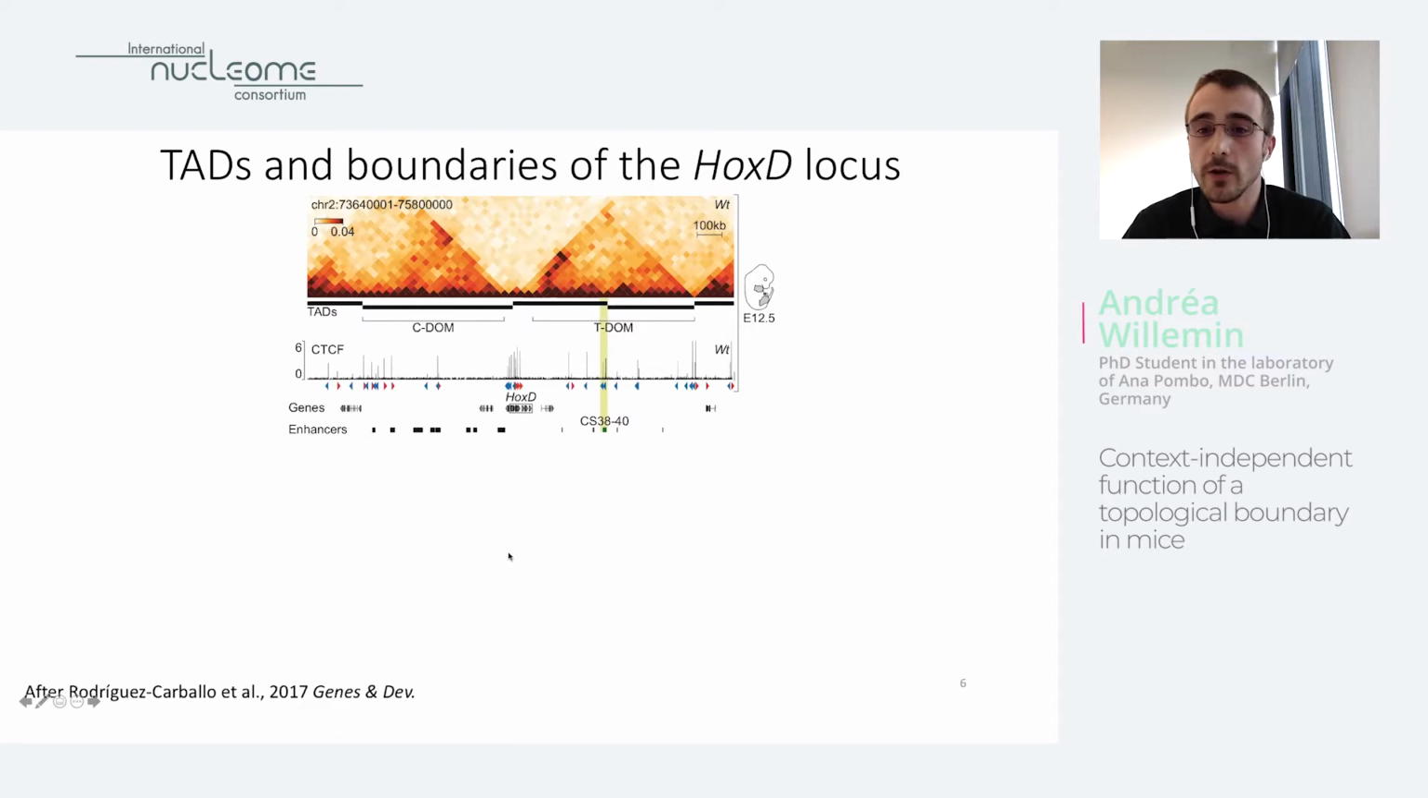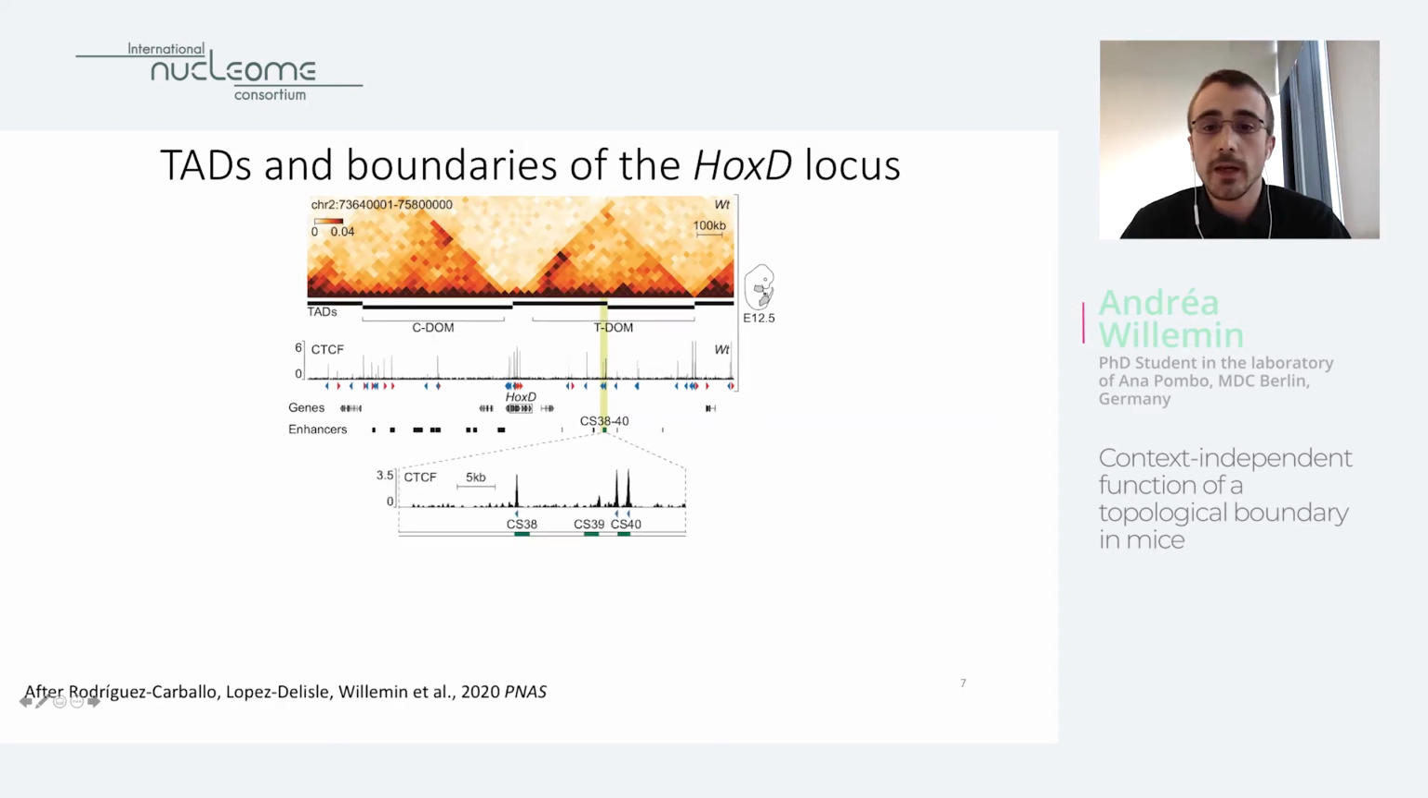So very briefly, the HoxD gene cluster itself sits at the border between two TADs that we call the T-DOM and the C-DOM. Now, apart from this gene cluster, this region on the right, called CS3840, forms a weaker border that segregates the T-DOM into subdomains. Importantly, region CS3840 comprises 3 highly conserved non-coding sequences, CS38, the limb enhancers CS39 and CS40, as well as 3 CTCF binding sites that are all sharing the same orientation.